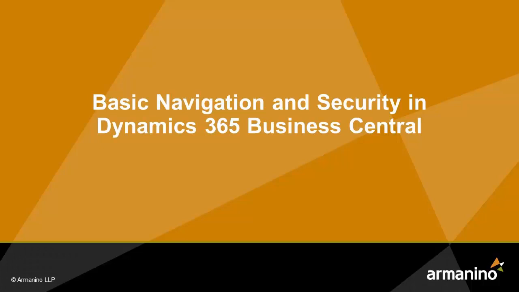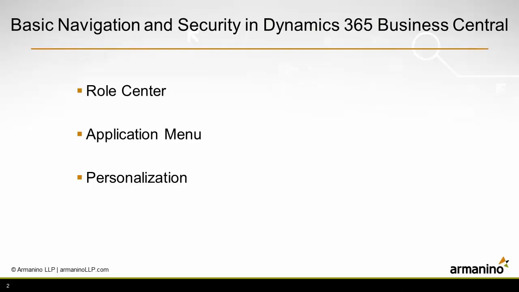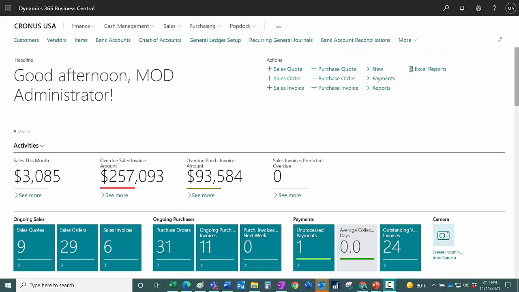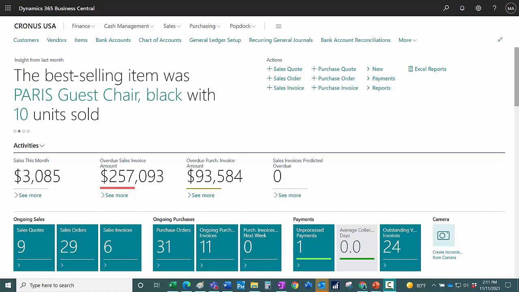I want to show you basic navigation in Business Central. It's really quite easy. There's a couple main parts we'll take a look at. We'll look at the role center, look at the application menu, and then we'll look at a nice feature called personalization, which allows you, the user, to change the system the way that you want so it looks the way that you want and makes it easier for you to get your job done.